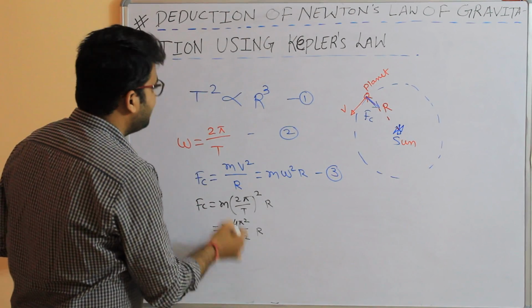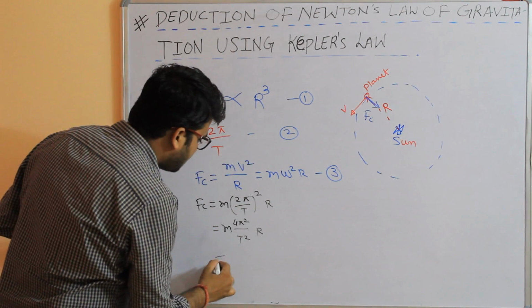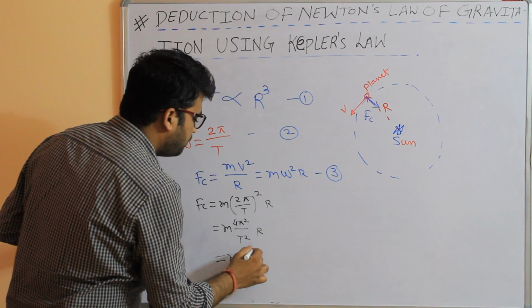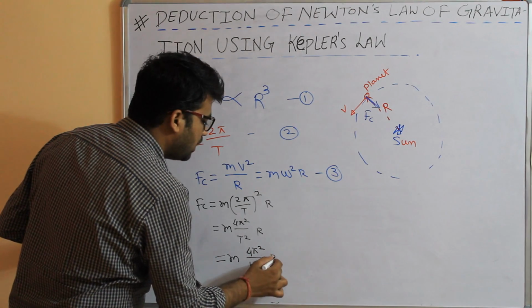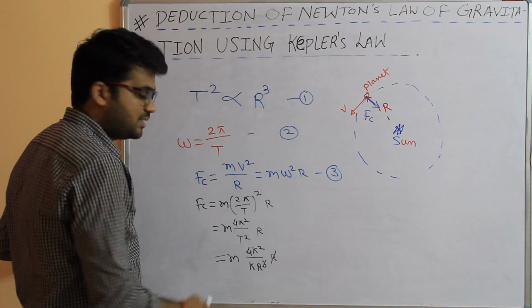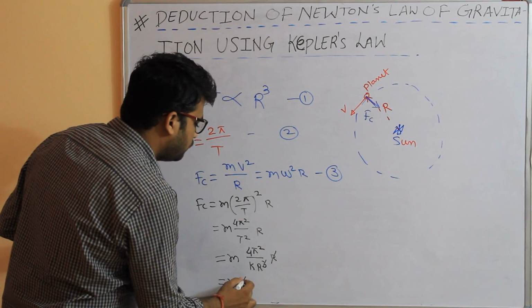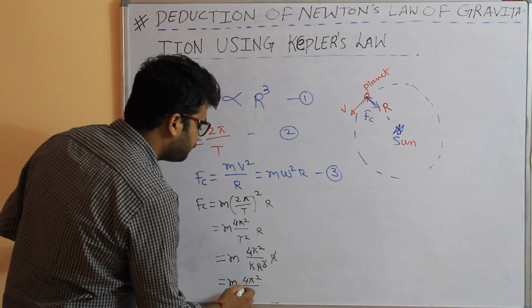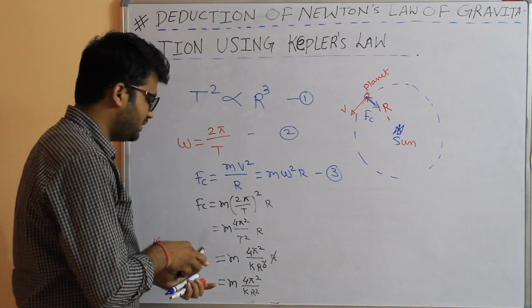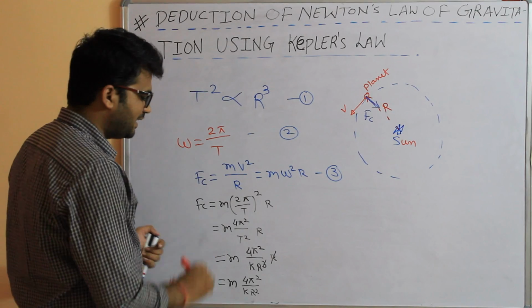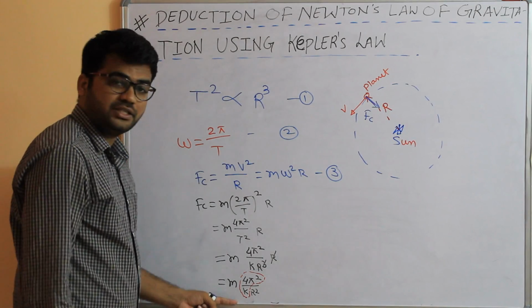So here see, T square is equal to some constant into r cube, we can put that here. So this becomes m 4 pi square by some constant k into r cube into r, right? So this r cancels, it becomes r square, which is equal to m 4 pi square by k into r square. Here a very interesting result is coming. See, this 4 pi square divided by k is a constant, right?